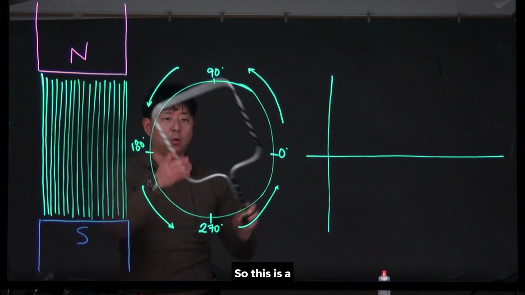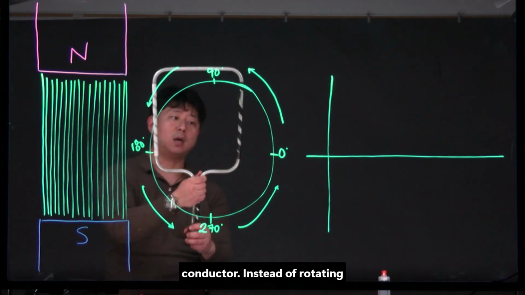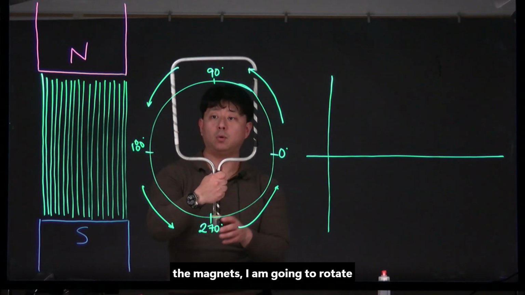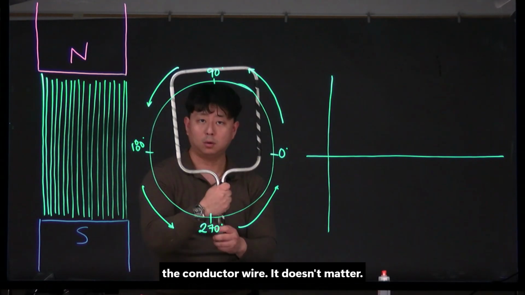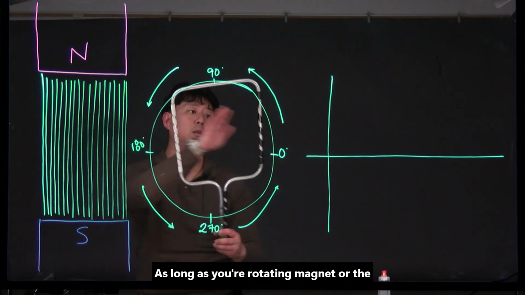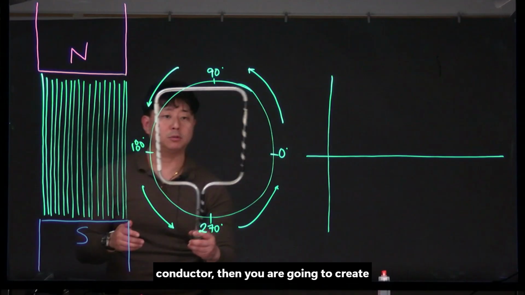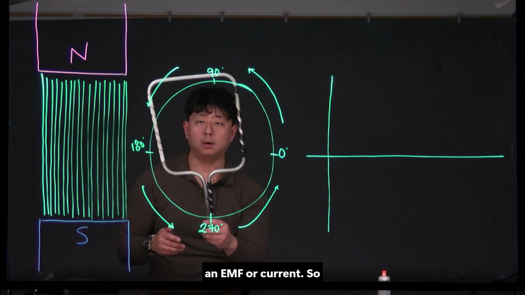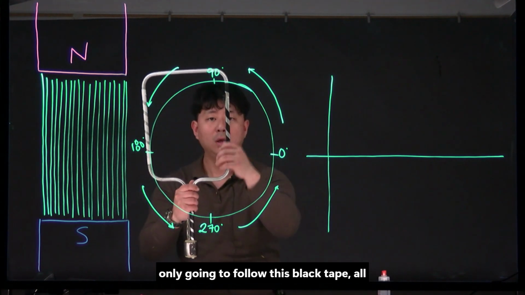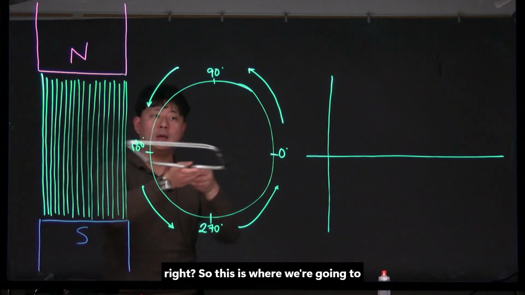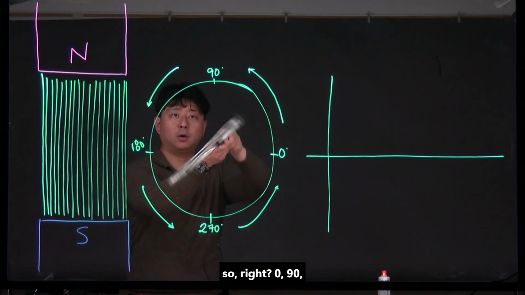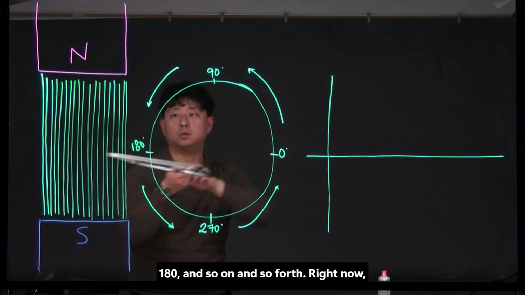Okay, so this is a conductor, right? Instead of rotating the magnets, I am going to rotate the conductor wire. It doesn't matter. As long as you're rotating the magnet or the conductor, then you are going to create an EMF or current. So I'm going to start like this, and we're only going to follow this black tape, all right? This is where we're going to start, and it's going to be rotating like so: 0, 90, 180, and so on and so forth.